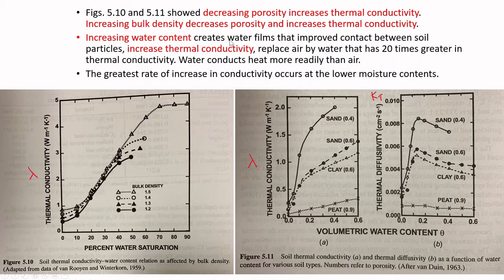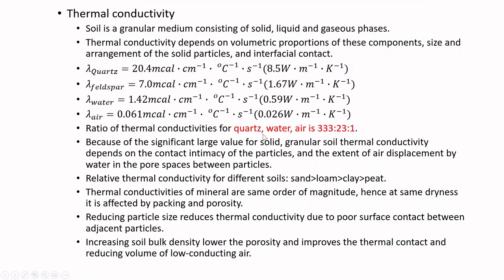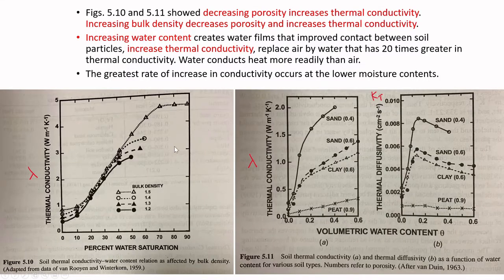Increasing water content increases thermal conductivity because it replaces the air by water. The water has 20 times greater thermal conductivity. We can see that air is 1, and water is 23 times greater than air in terms of thermal conductivity. So when you add more water into the soil, you increase the soil thermal conductivity.